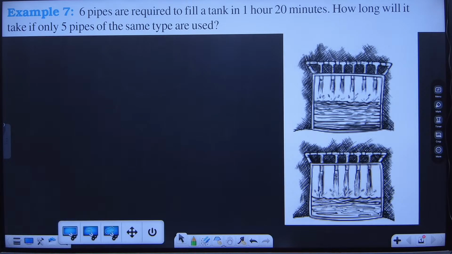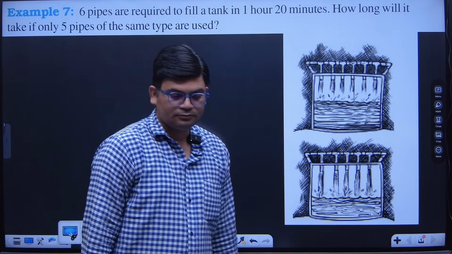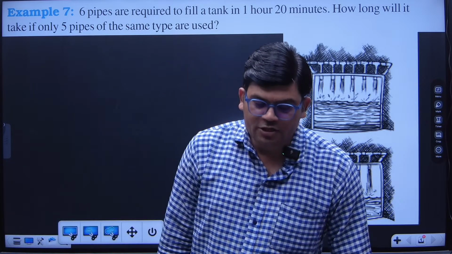6 pipes are required to fill a tank in 1 hour 20 minutes. How long will it take if only 5 pipes of the same type are used? So that means the job which was done by 6 pipes earlier has to be done by 5 pipes. So what do you think? The pipes have increased or decreased? Decreased, sir. So will the time decrease or will the time increase? Sir, time will increase. So is this a case of inverse proportion or direct proportion? Sir, inverse.